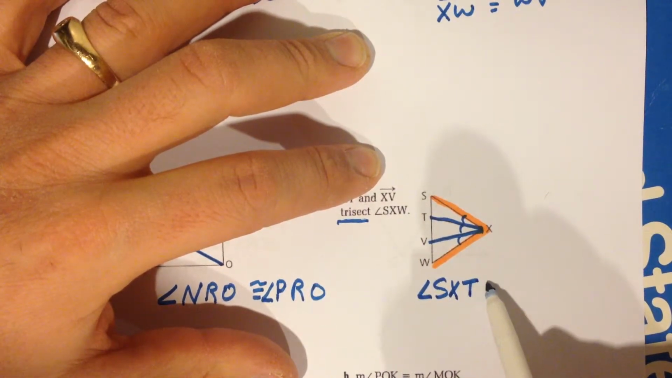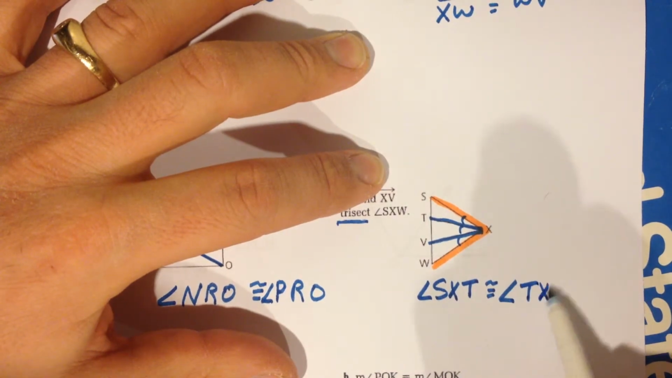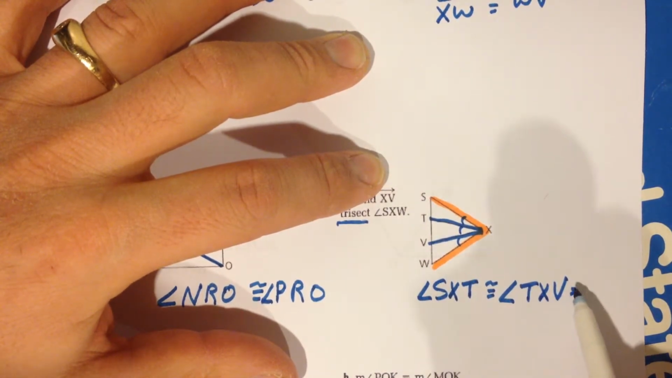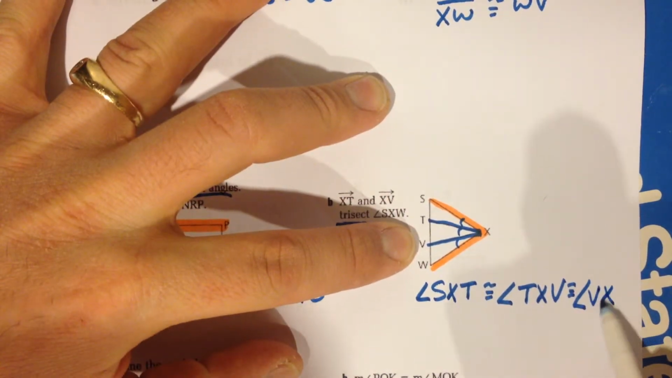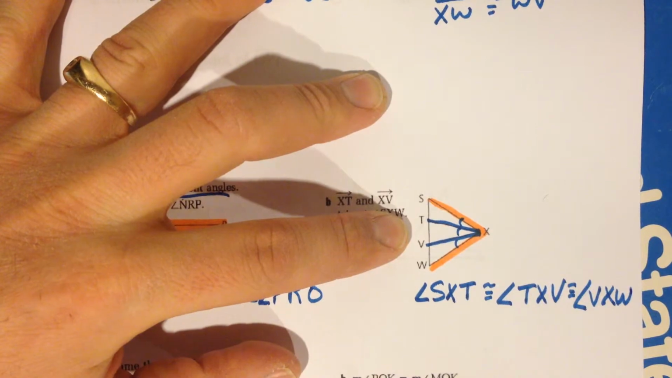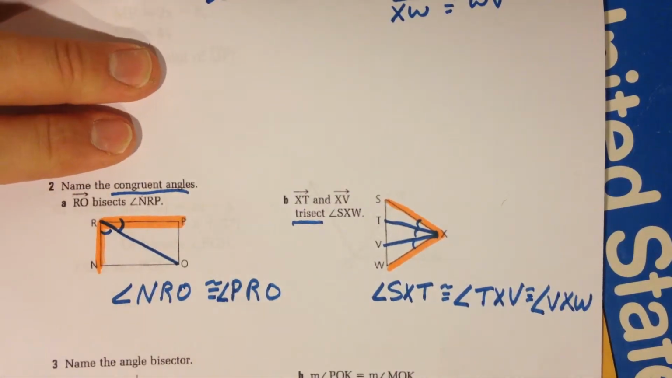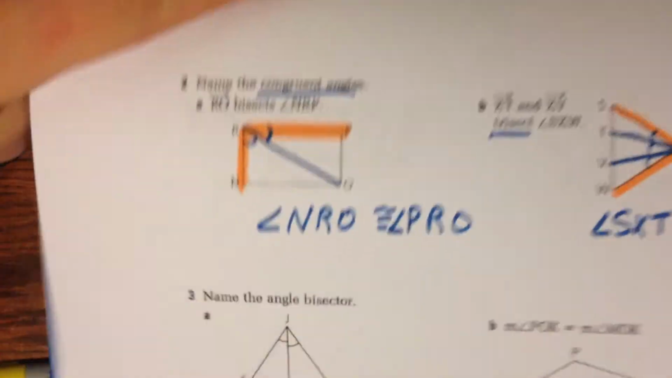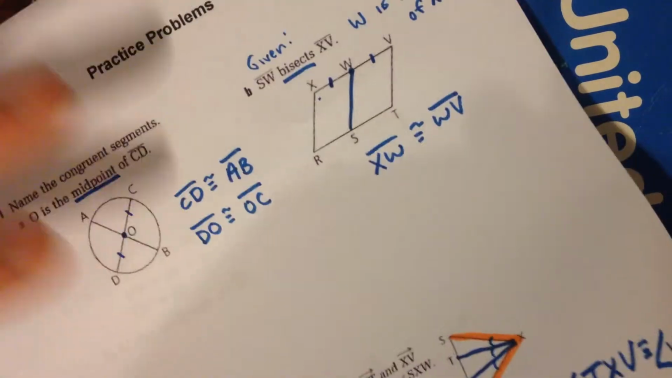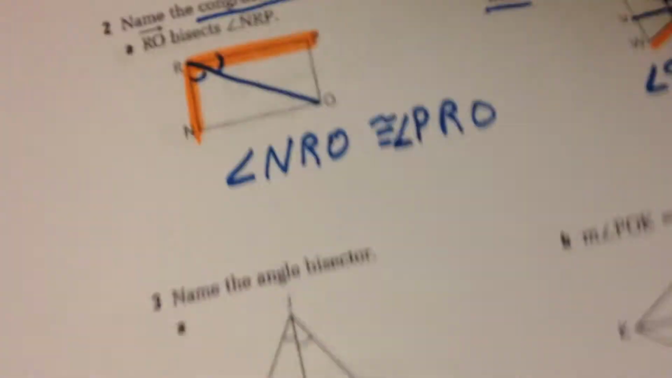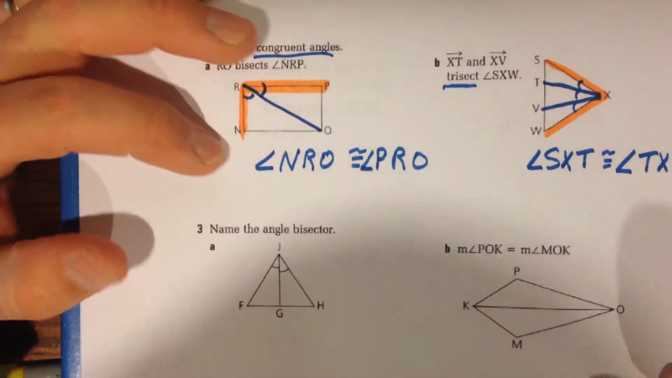Angle SXT is congruent to angle TXV, which is congruent to angle VXW. Oops. Okay, I might have to do a little adjusting to my camera here. There we go.